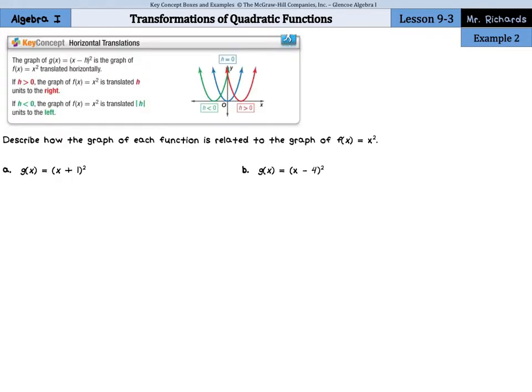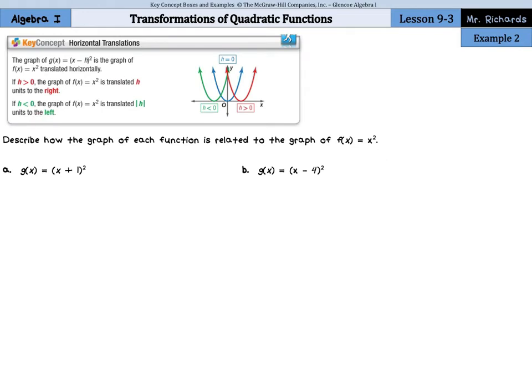The first example was vertical translations. This is horizontal translations. So the graph of g of x equals x minus h squared is the graph of f of x equals x squared translated horizontally, so left and right. If this h is greater than 0, the graph of f of x equals x squared is translated h units to the right. If it's less than 0, we're going to the left. And it's the absolute value, units to the left.